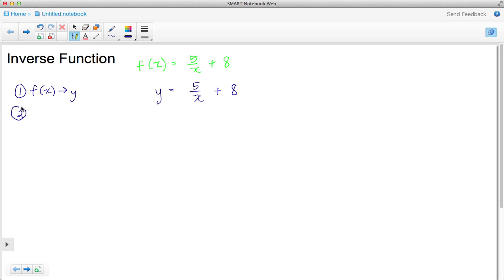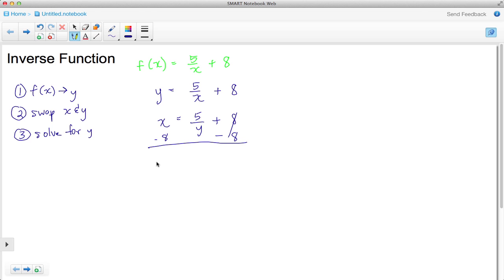Second step is to swap our x's and y's. So this y becomes an x, and this x here becomes a y. And our third step is to solve for y. Alright, in solving for y, let's go ahead and begin by subtracting 8 from both sides.